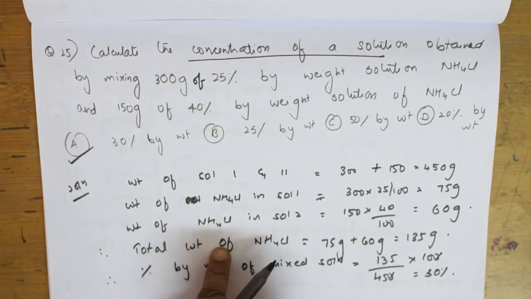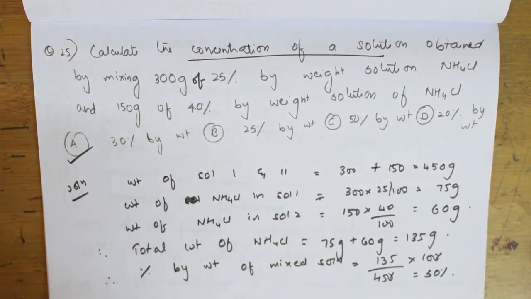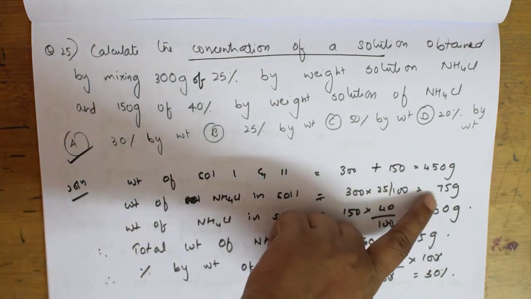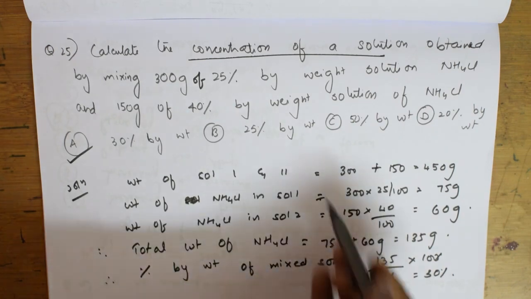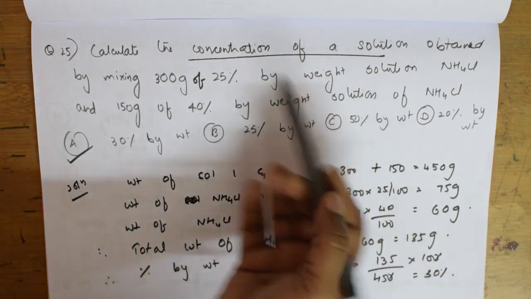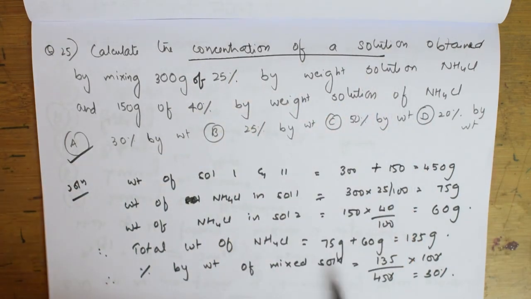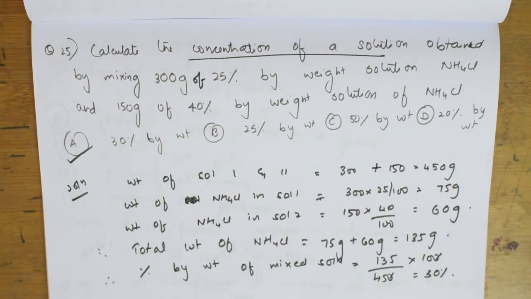Actually, what did we do? We have taken the weight of the solution together. Then I have taken individually the ammonium chloride, because they have given 300 grams of 25%, then 150 grams of 40%. I have calculated individually both of them. After that, what did we do? I have taken the total weight of ammonium chloride, but I have to find out the percentage by weight of the mixed solution, because ammonium chloride in this mixed solution I have to find out. They've given here, calculate the concentration of the solution obtained by mixing. So for the mixed solution, whatever weight I have got here, I have taken the total weight and calculated it. Right, let me come back and do the next question.